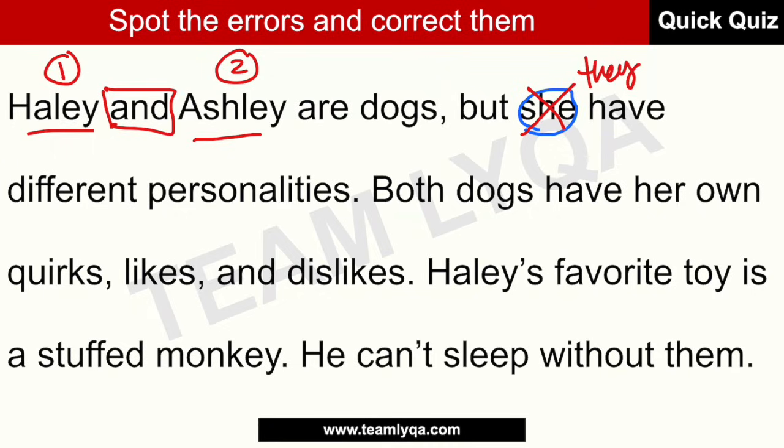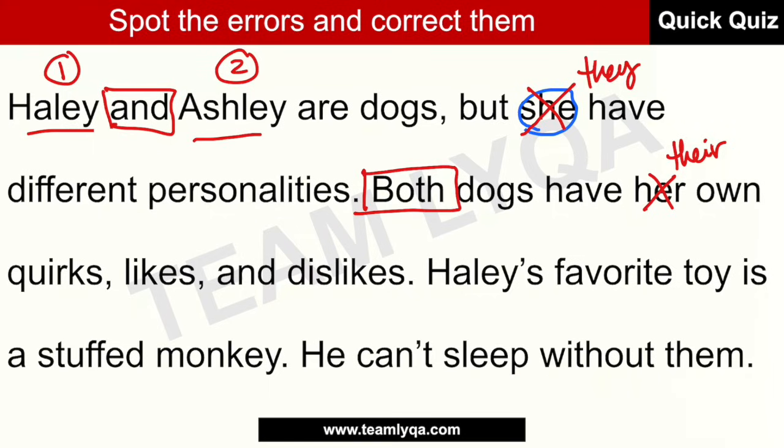Both dogs have her own. Okay, now we see the word here, which is yung both. This is our clue. Sabi natin kapag both, magiging plural siya. So both dogs have their own quirks, likes, and dislikes. Next, Hailey's favorite toy is a stuffed monkey. Wala namang pronoun dyan. We're good with that.